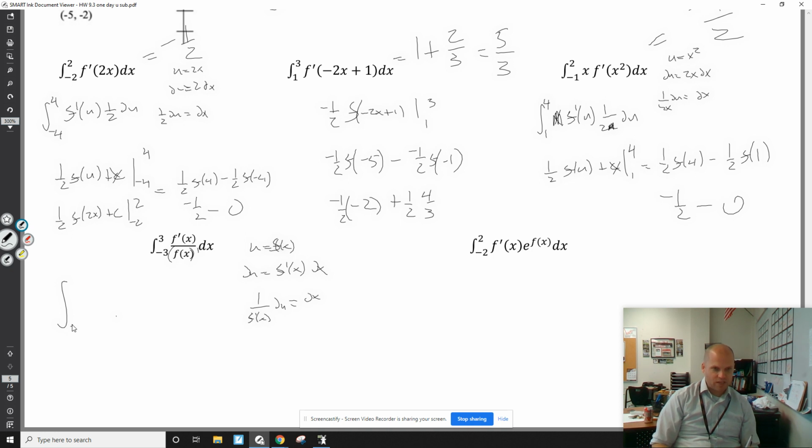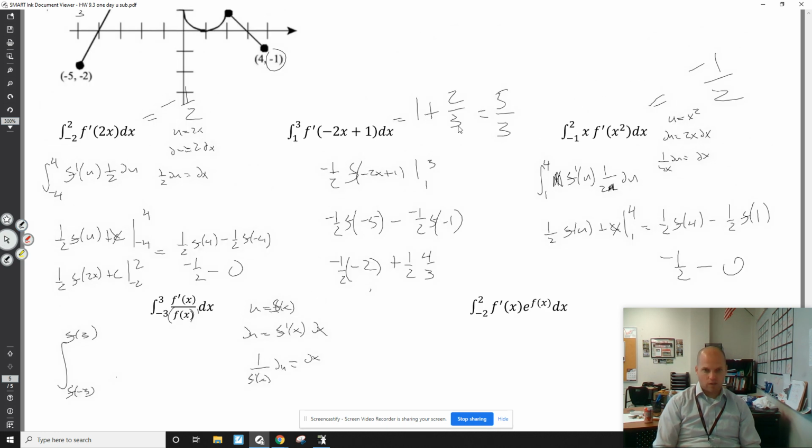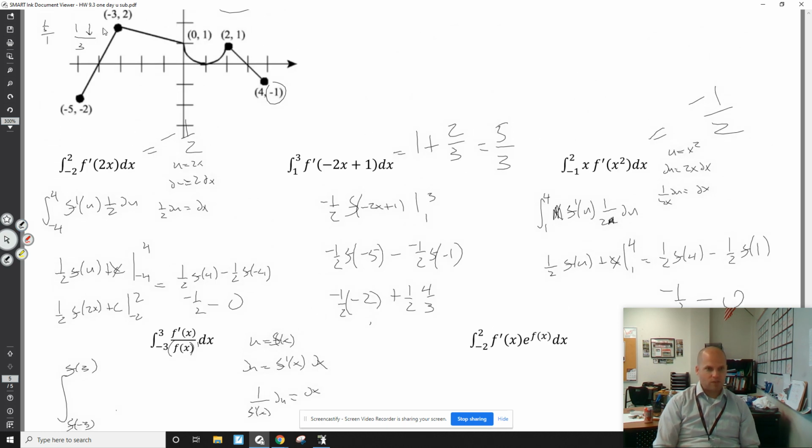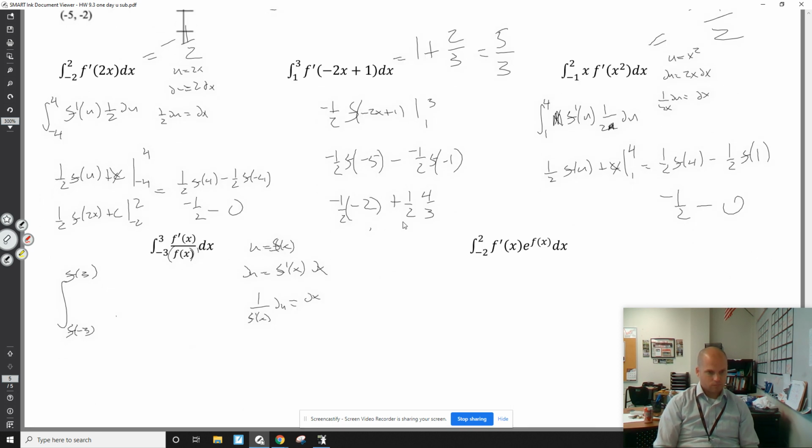Now, what's interesting is this becomes f of negative 3 and this becomes f of 3. Like I'm plugging in x. I could find what those values are if I wanted to. F of negative 3 is 2. F of 3 is 0. I don't know if this will work. I don't think this works.